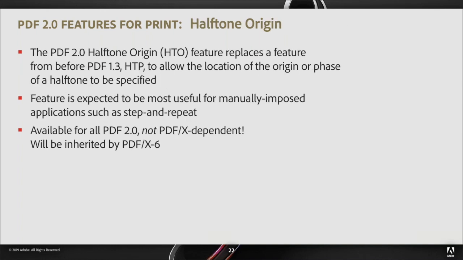Halftone origin. This replaces a feature that was in PDF before PDF 1.3, something called HTP, that allows you to specify the location of the origin or phase of a halftone. This will primarily be most useful in manually imposed applications such as step and repeat. It will be available for all PDF 2.0. It's not PDF/X-6 dependent, but it will be inherited by PDF/X-6.